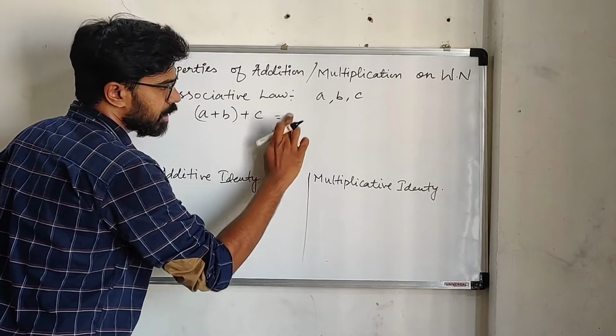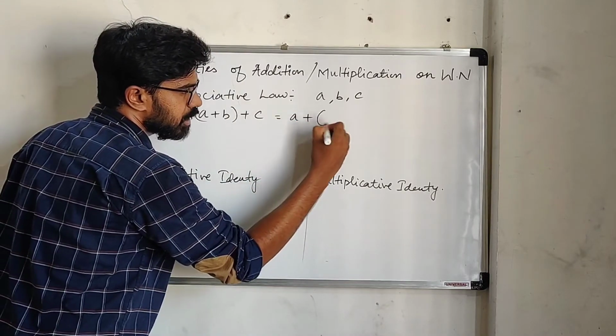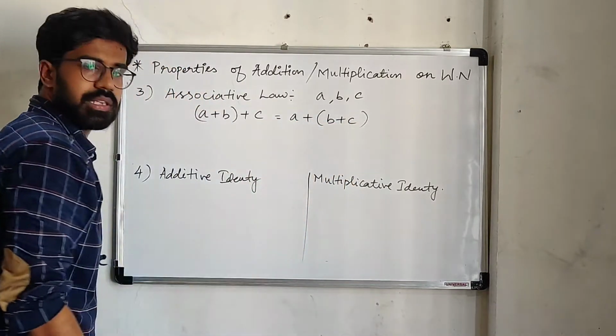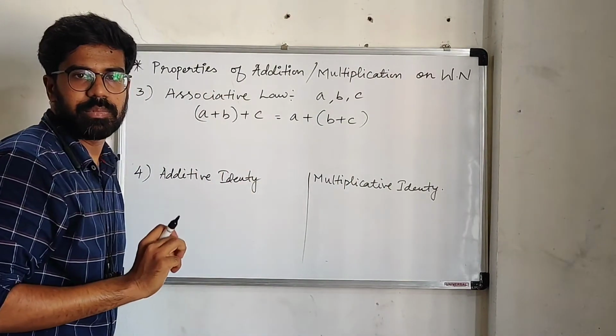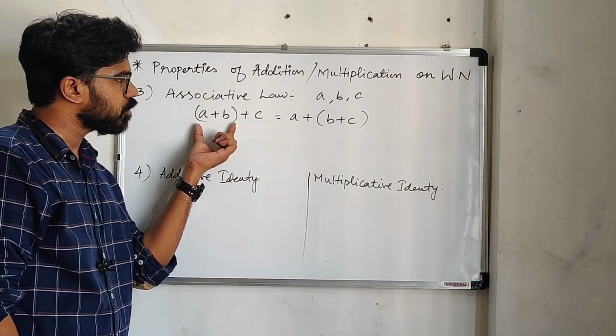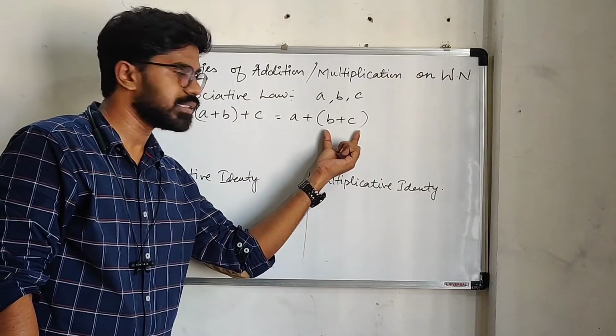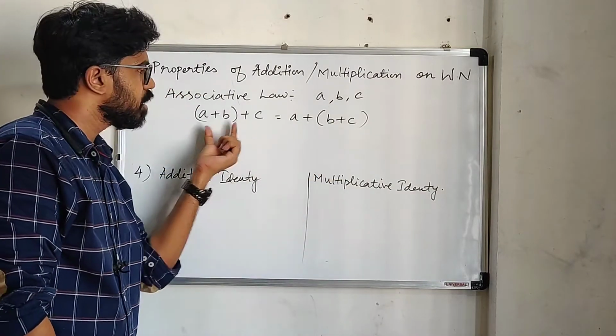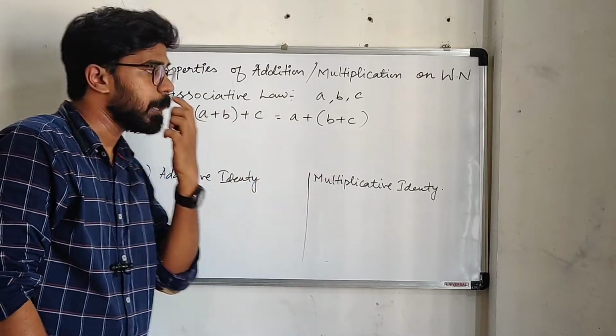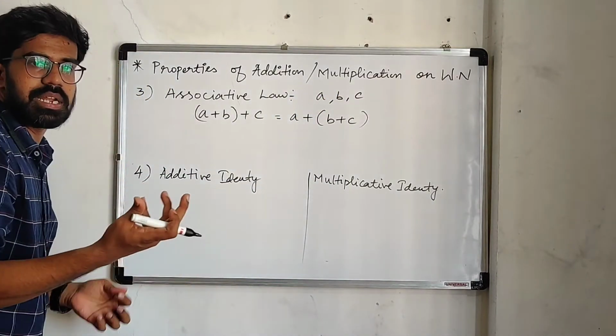A I will keep it separate plus B plus C. Still your answer will be the same. In this case, the first two terms are inside the bracket, and in this case, the second and the third term are inside the bracket, but your end result is going to be same. Now instead of A, B, C, can we take any other whole numbers?